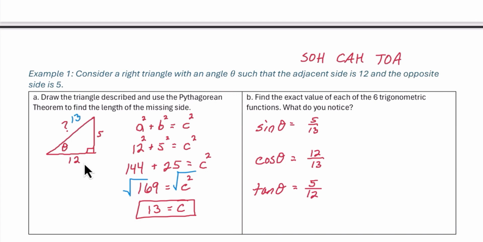To find the other 3, we can remember the reciprocals. The reciprocal of sine is cosecant. We have cosecant theta. It is simply the reciprocal of sine. So we get 13/5. And then the reciprocal of cosine theta is secant theta. Flip that fraction, we get 13 divided by 12. And then the reciprocal of tangent is cotangent theta. Its reciprocal is 12/5.